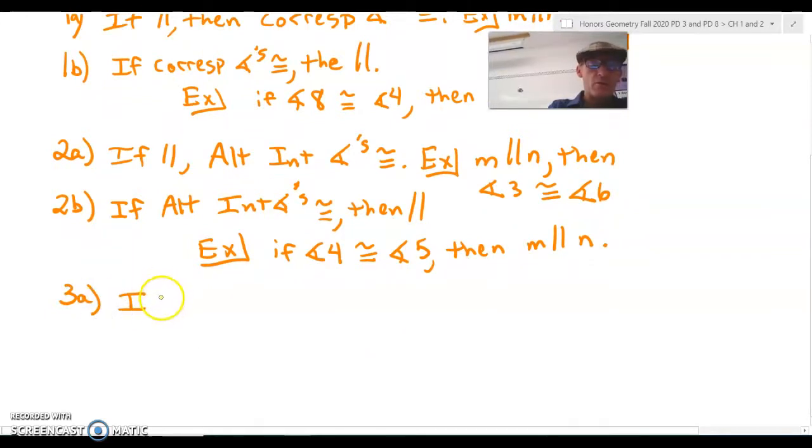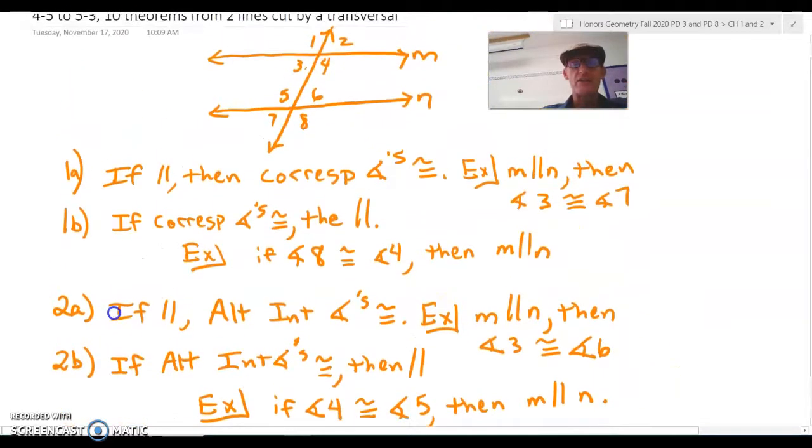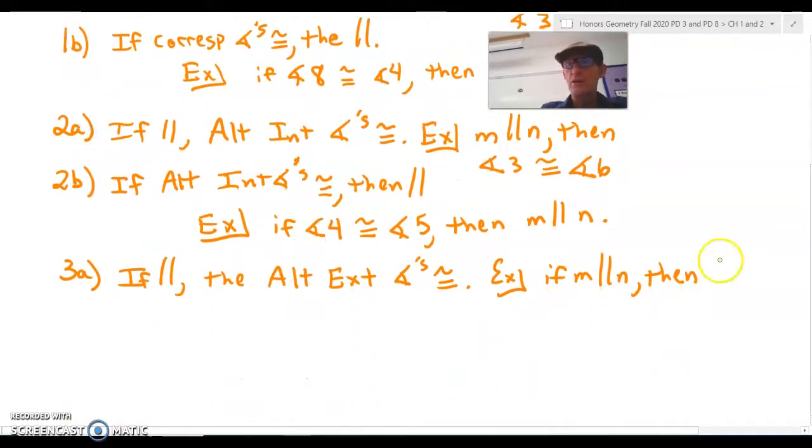if parallel, then alternate exterior angles congruent. Example, if M parallel to N, then alternate exterior, angle 1 is congruent to angle 8.